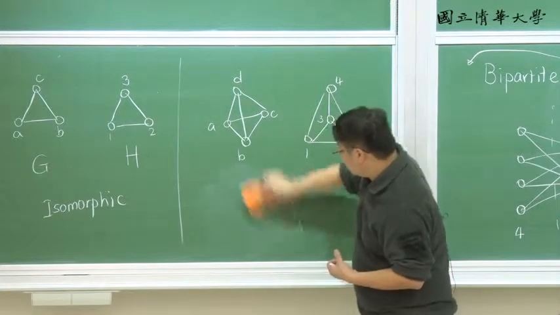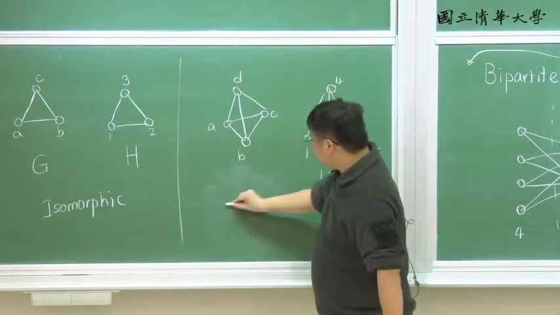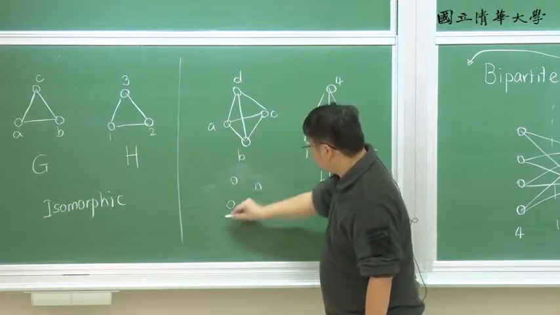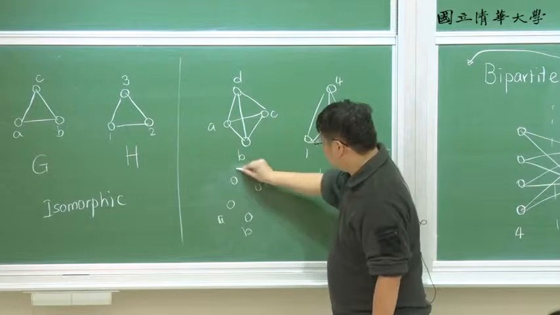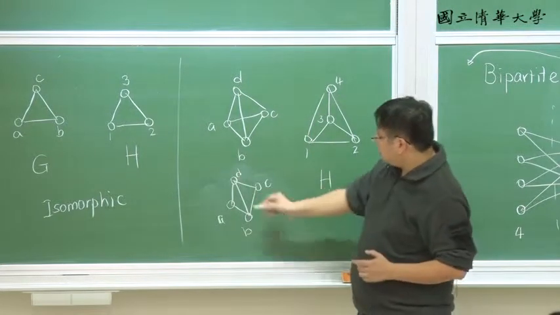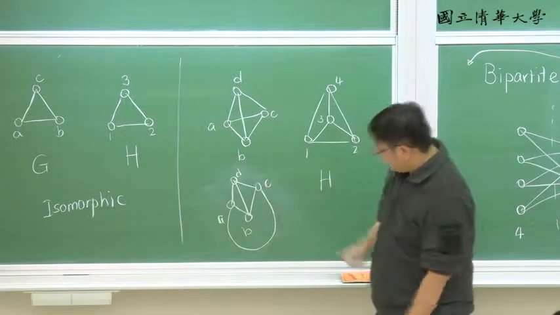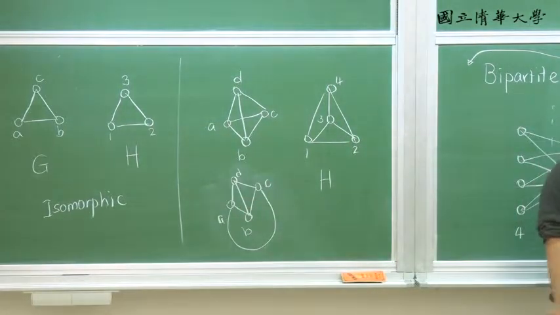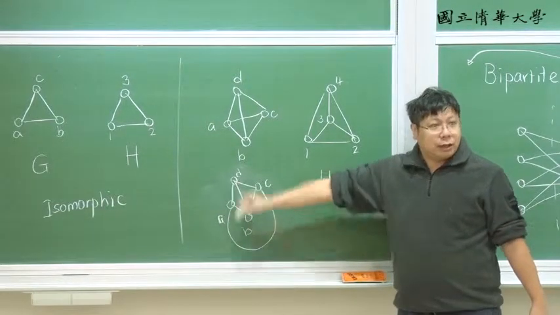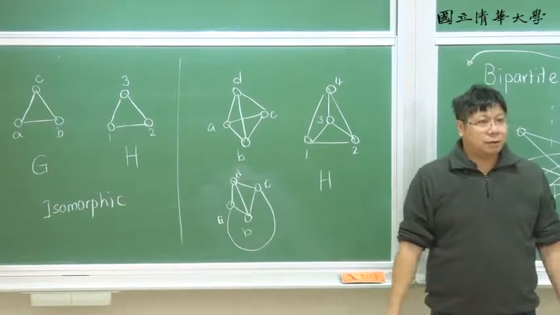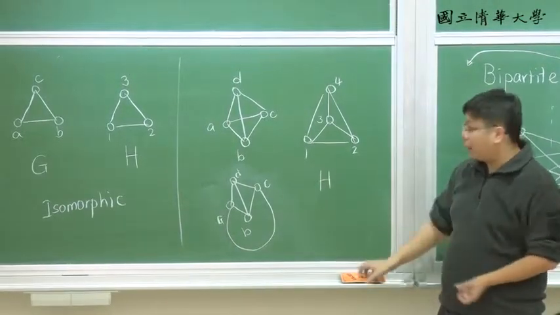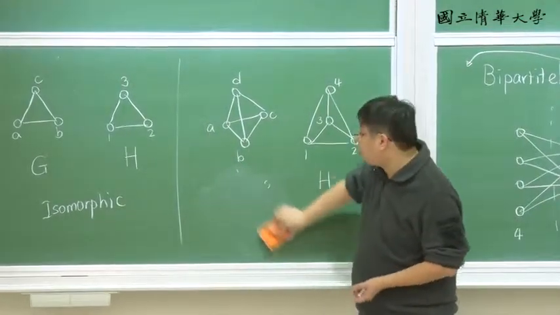Even I can draw it in a different way. Let's say this is A, B, C, D. So I have this one, and then I can draw something like this. This is still the same. I still have A and C joined by an edge, and every pair of vertices joined by an edge. Good. So it doesn't depend on how we draw it.